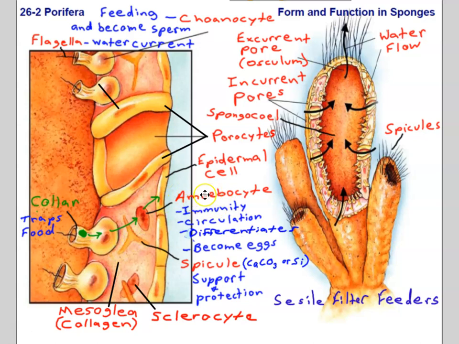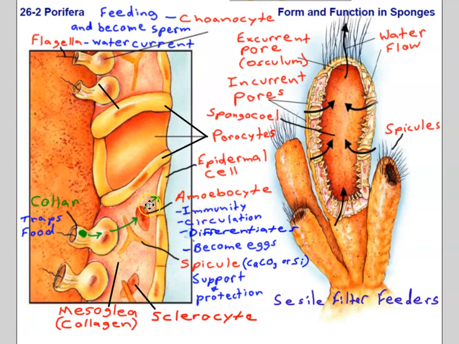But the amoebocytes, as I was explaining, will pick up nutrients from the collar cells and carry those nutrients around in the sponge and deliver those nutrients to other cells. So that's what I'm showing here. This amoebocyte's delivering nutrients to this epidermal cell, for example. The epidermal cells are differentiated cells too, and they not only make up the covering of the sponge, but they themselves can actually take in food particles from the outside of the sponge by phagocytosis. So you get the idea here that every cell doesn't have just one job. Most of the cells in a sponge have multiple functions.